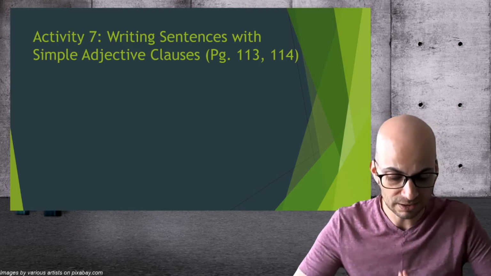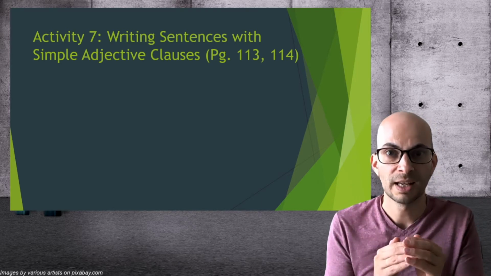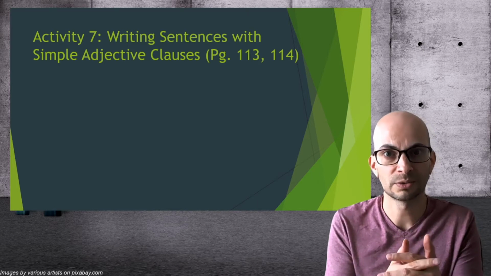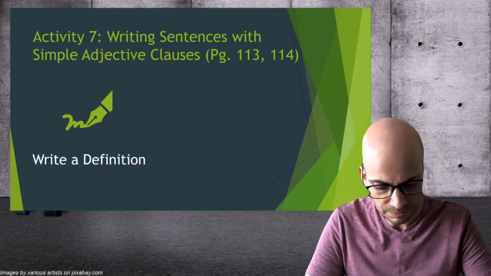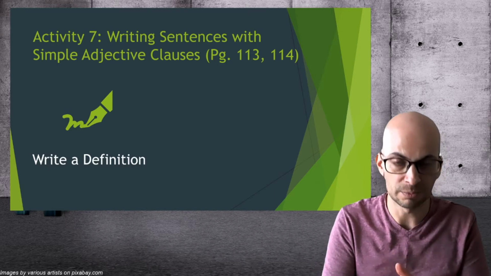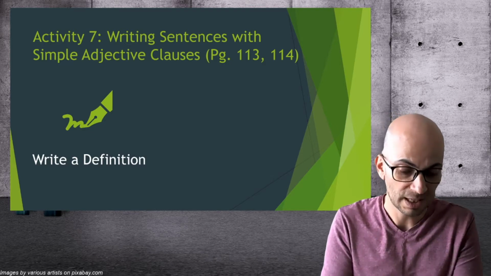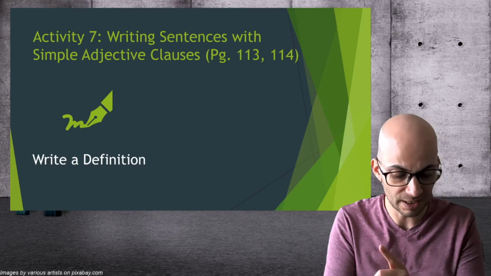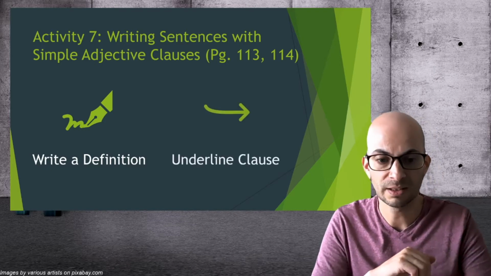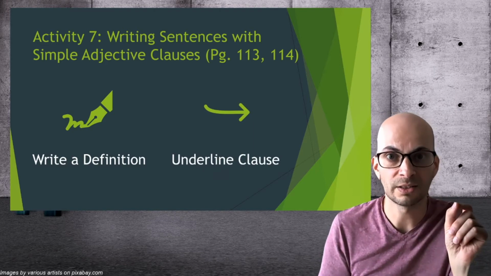So for Activity 7, look at these definitions: turtle, co-pilot, skunk, all these different words. You are going to write a definition with an adjective clause. So we can see example number 1. Turtle. A turtle is a slow-moving, four-legged animal, period. That's a sentence. Adjective clause: that goes inside its shell when there is danger. Okay? After you write your definition, underline your adjective clause.